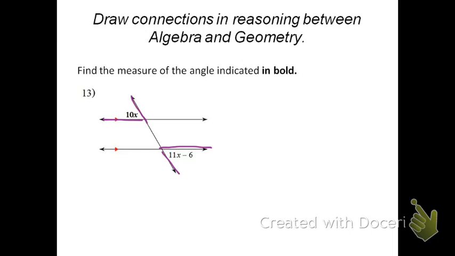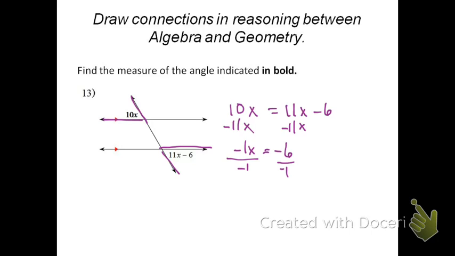So we can set those equal. Let me fix that. Okay, so we have 10x equals 11x minus 6. Alright, solving this time, what I'm going to do is subtract 11x from both sides. So we have negative 1x equals negative 6. You don't have to put the negative 1, but since we know that we're going to divide it, it doesn't hurt to put it anyway. So if we divide both sides by negative 1, we get x equals positive 6.